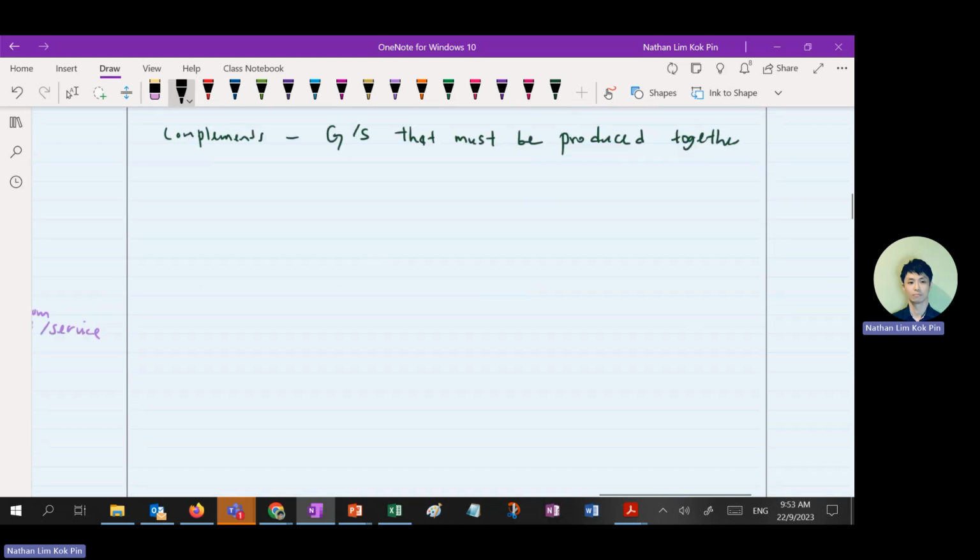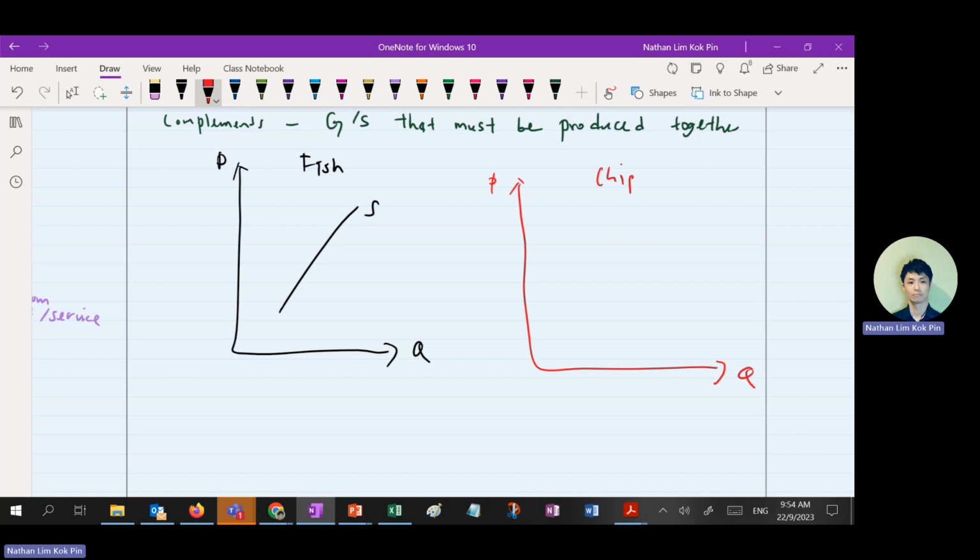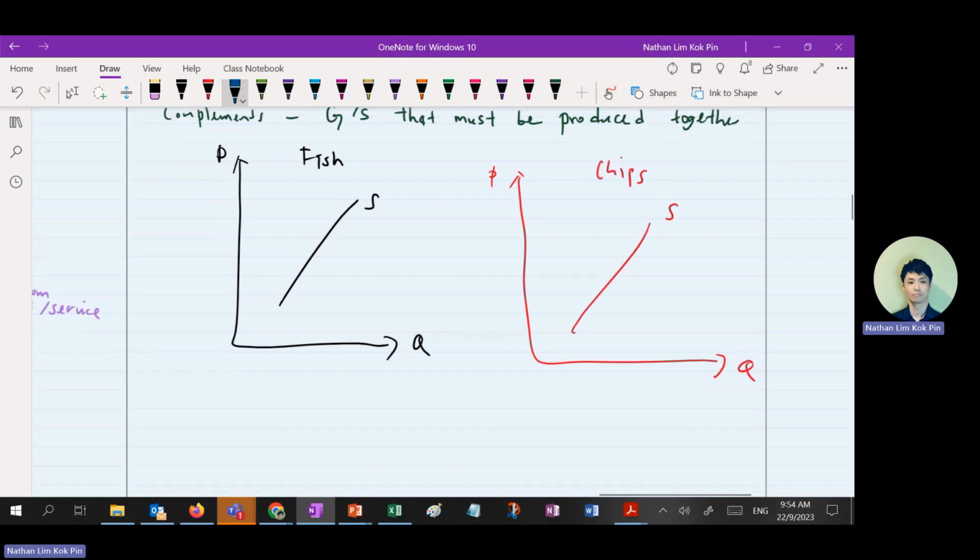Fish and chips, same thing. Draw first. If I know the question is asking about supply, I draw first. Draw fish and chips. Draw first, regardless of what the question is. Then only I read the question. Now, same thing.